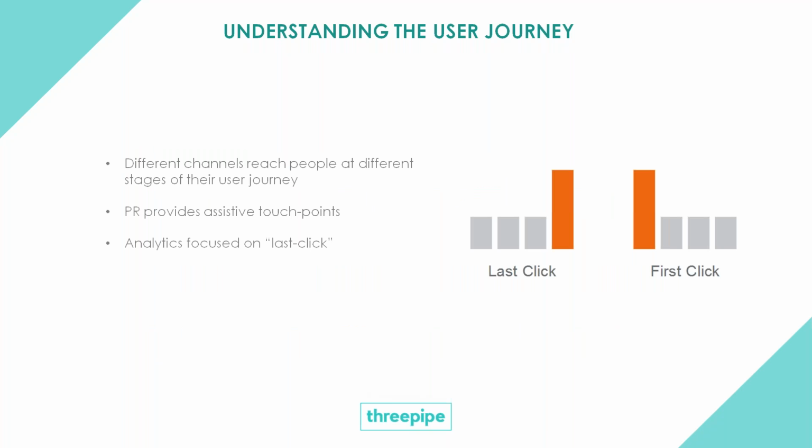Before we get into measuring PR, I think it's really important to understand how different channels and different activity reach people at different stages of their user journey. And quite often, I see that PR provides more assistive touch points. What this means is that this is before people actually make a decision, before they buy something. They're reaching the website through different sources.